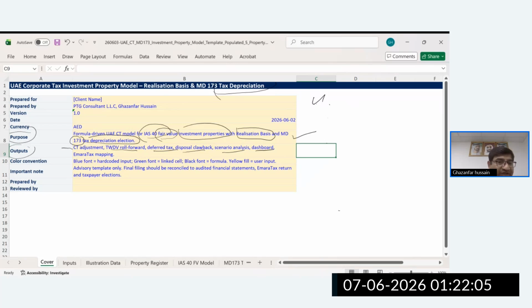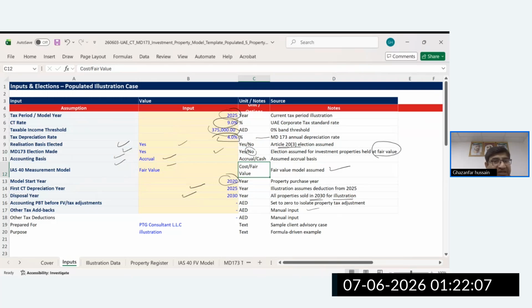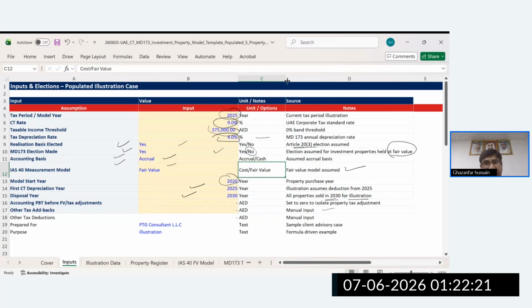So now we're going to jump to the input. The input is the same as we are understanding. As per the current data, we have the model for 2025 as the current illustration perspective. The tax period of the model is 2025.